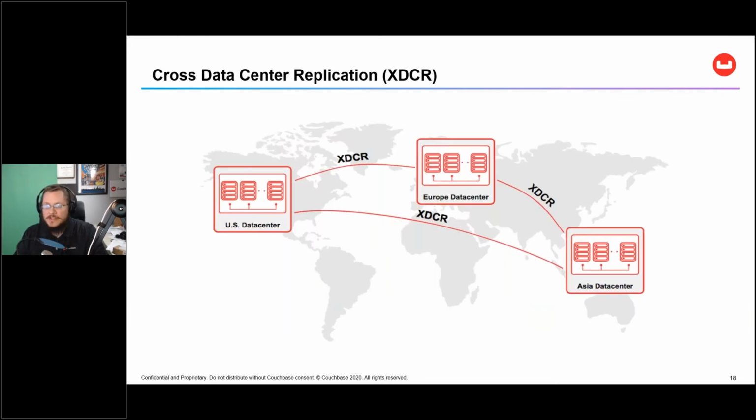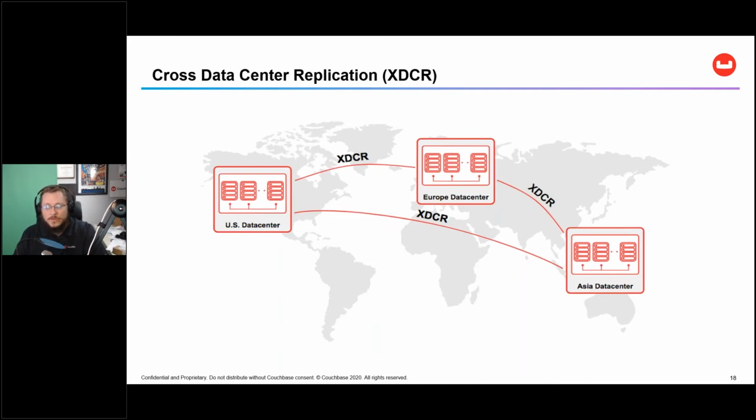This is the XDCR I mentioned, the synchronization between data centers. One thing that Couchbase does really well, and it's not just XDCR, but in everything that Couchbase does, synchronization is something that it does really, really well. But in this case, we're talking about synchronization from multiple data centers. So you can have US, Europe, and Asia, and they can all sync between each other. They can all be active replicas. They can be two-way, one-way, whatever you want to do.